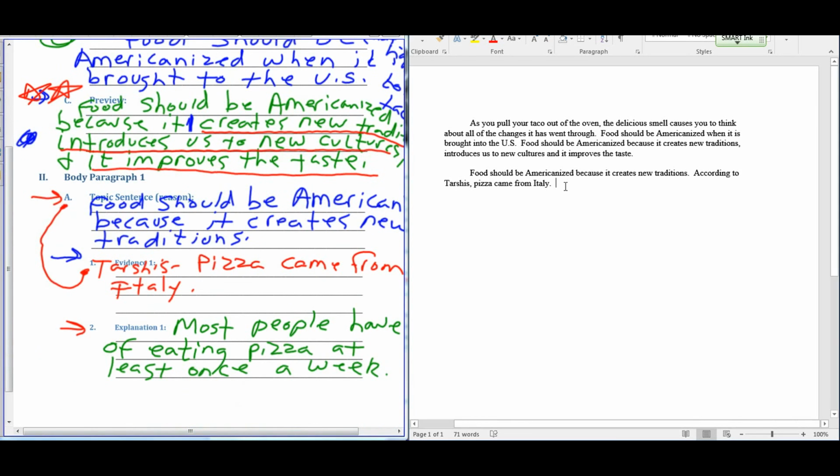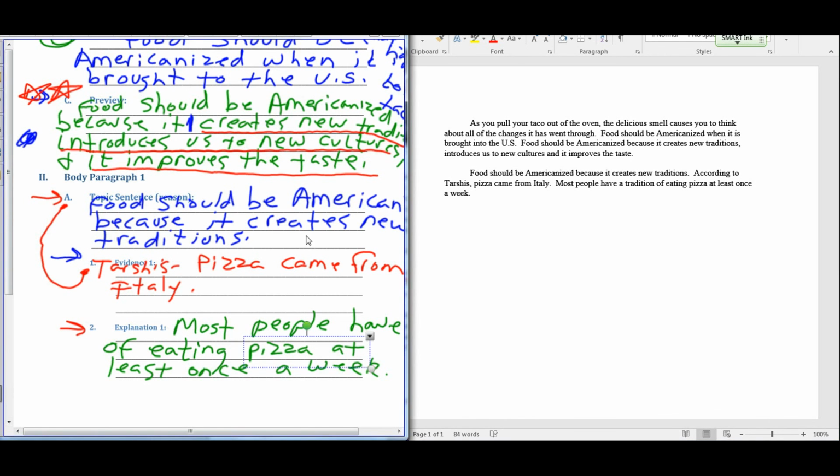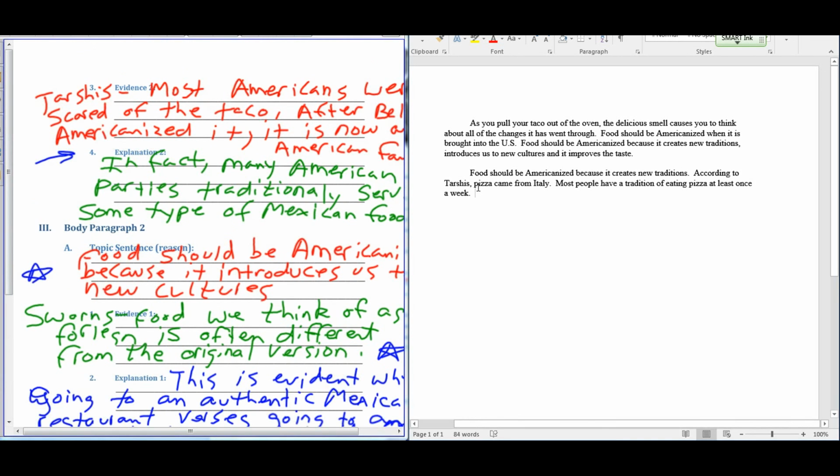Ready for my explanation. Evidence 2. Again, Tarshish, I'm going to put Tarshish states. This is, again, I'm going to reword this. I'm going to put the taco instead of it is.